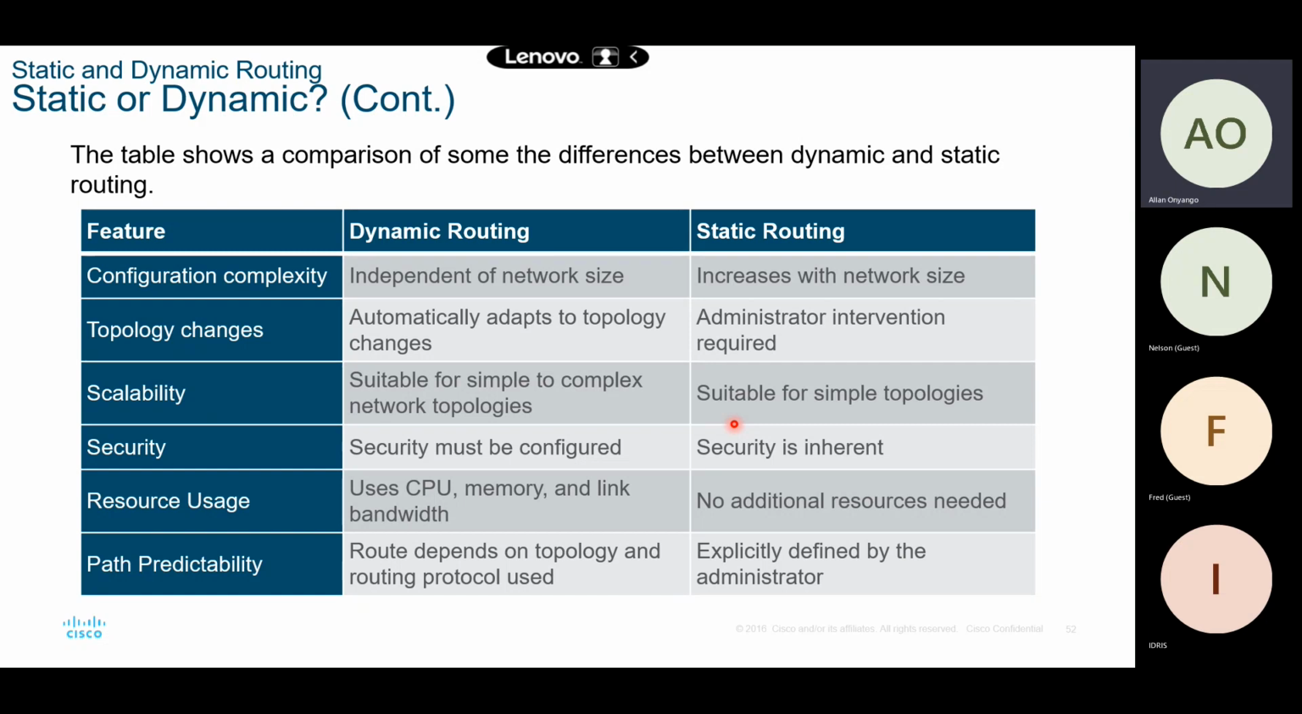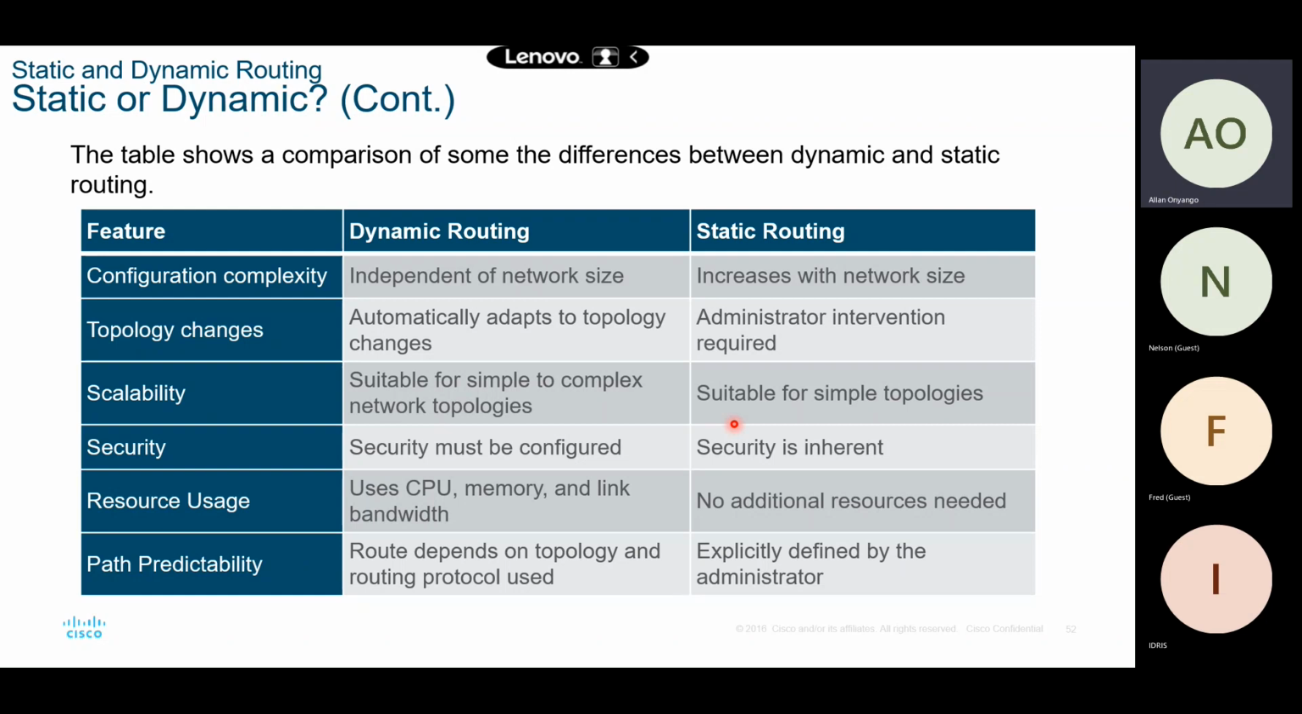In terms of scalability, the dynamic routing protocol is suitable for both simple and complex networks, but static routing is only suitable for smaller networks with few routers. And like I've already mentioned, dynamic routing protocols are not very secure. They don't have enough security because of the exchange of messages. Since static routing does not exchange those routing updates and messages, it doesn't have any security issues there. So it has inbuilt security because of the lack of exchange of these messages.